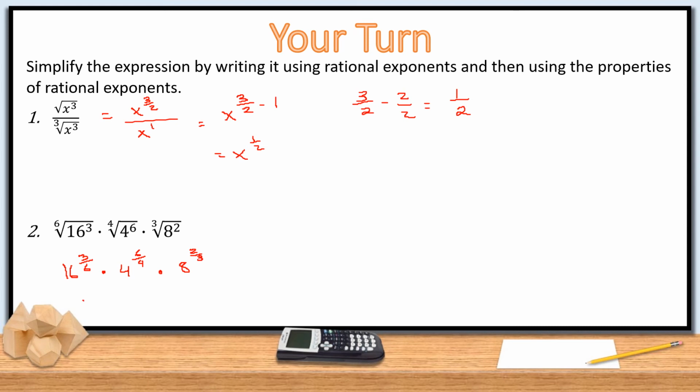All right, so 16, that simplifies to be a half. So the square root of 16 is 4. 6 over 4 is 3 over 2. So the square root of 4 is 2 to the power of 3 is 8. And then the cube root of 8 is 2, squared is 4. So this does simplify down to be a whole number. So we get 16 times 8 is 128.